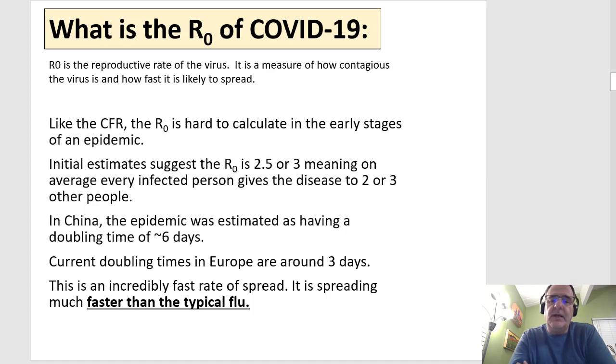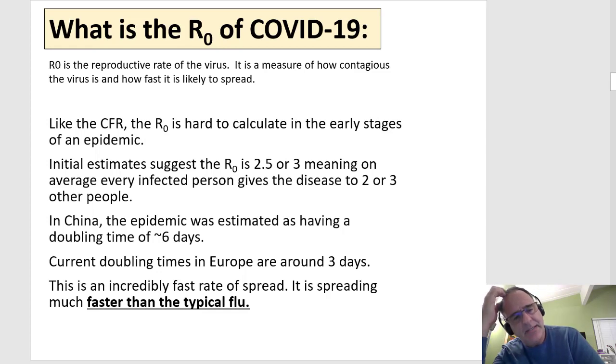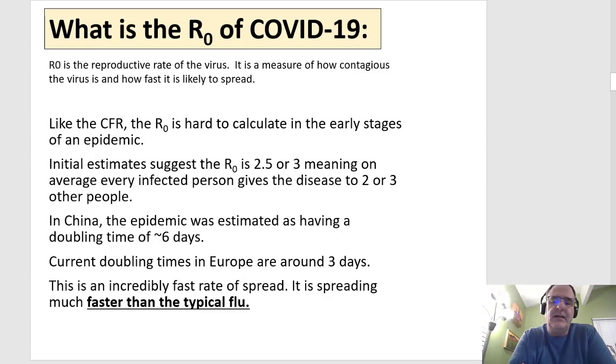What is the reproductive rate of COVID-19? R naught is the reproductive rate. It's a measure of how contagious it is or how fast it's likely to spread. Like the case fatality ratio, the R naught is hard to calculate in the early stages. The initial estimates from China suggest that R naught is maybe 2.5 or 3, meaning that on average, every infected person gives rise to 2 or 3 other infected individuals.